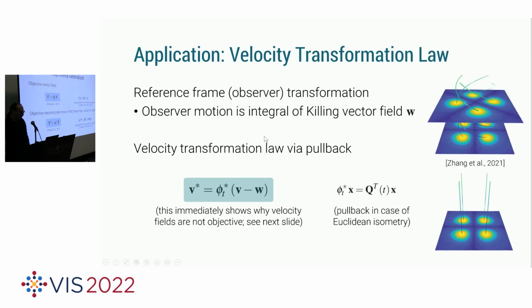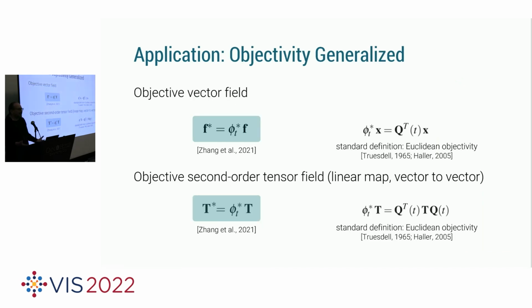If you go back one slide, this is not just a pullback of V. So the rule here is not V star equals pullback of V, but V star equals pullback of V minus W. And then in the end, the two rules don't match. So we immediately see that this is not an objective transformation, which means the velocity field is not objective. There are many ways to see this, but in this formalism it's actually very, very easy to see. So this is for velocity fields or vector fields, and we can also do that for any other tensor field of any other order.